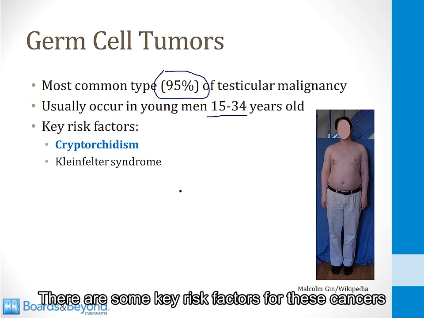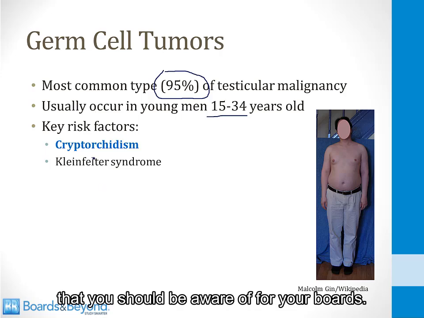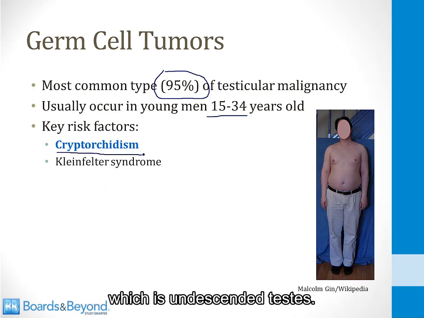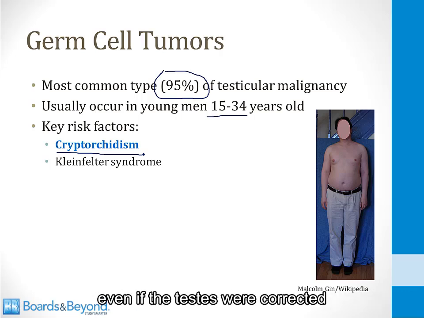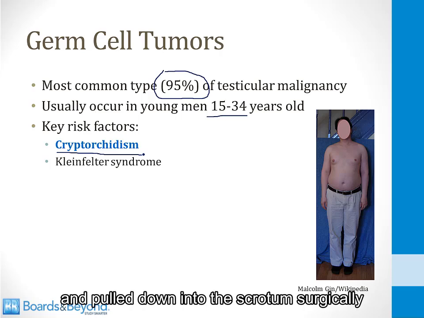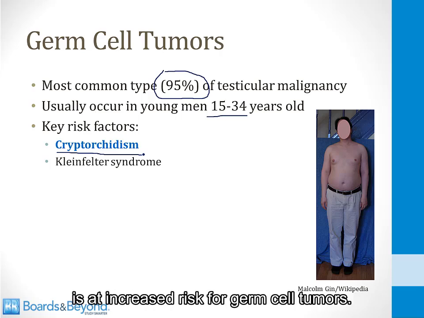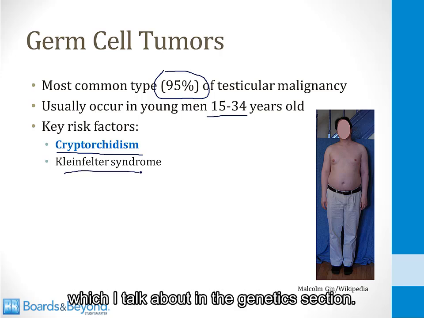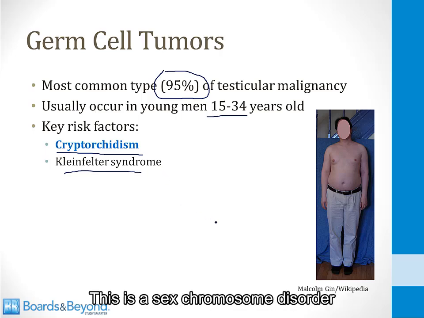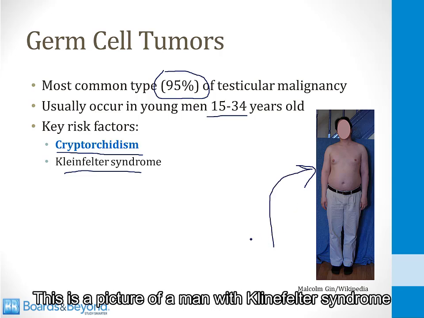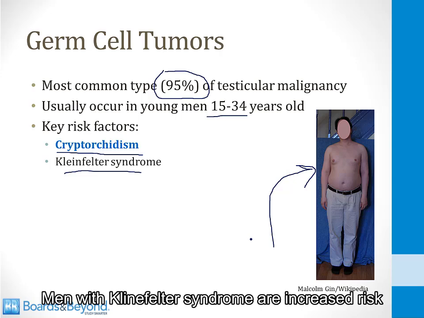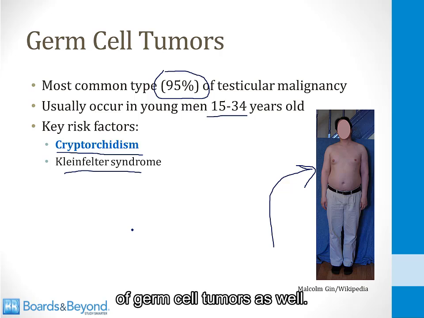There are some key risk factors for these cancers that you should be aware of for your boards. The first one is cryptorchidism, which is undescended testes. Any male who was born with undescended testes, even if the testes were corrected and pulled down into the scrotum surgically, is at increased risk for germ cell tumors. And then second is Klinefelter syndrome, which I talk about in the genetics section. This is a sex chromosome disorder where males become very tall and have a eunuchoid body shape. This is a picture of a man with Klinefelter syndrome on the slide here. Men with Klinefelter syndrome are at increased risk of germ cell tumors as well.